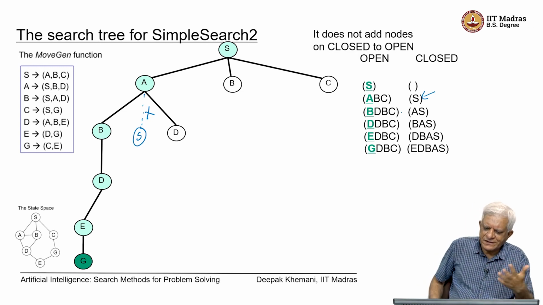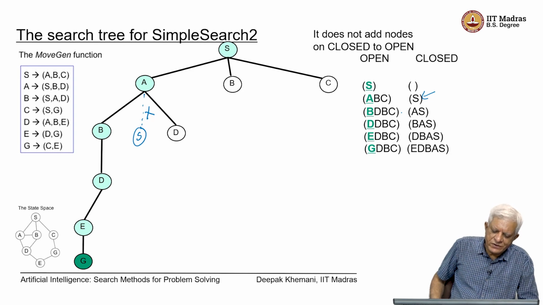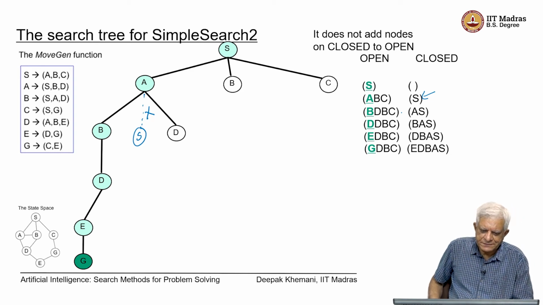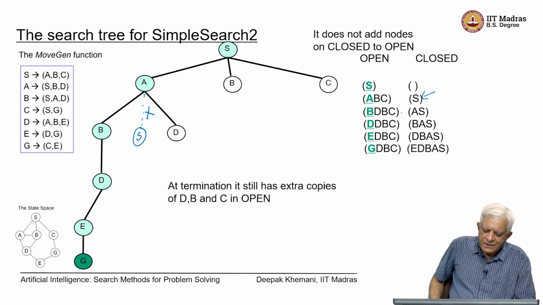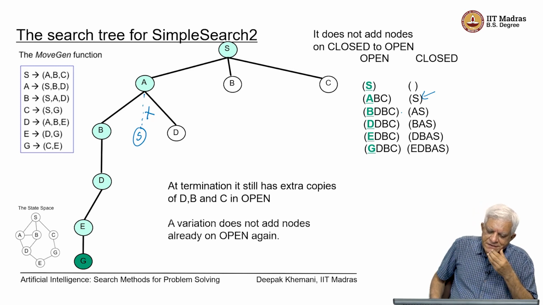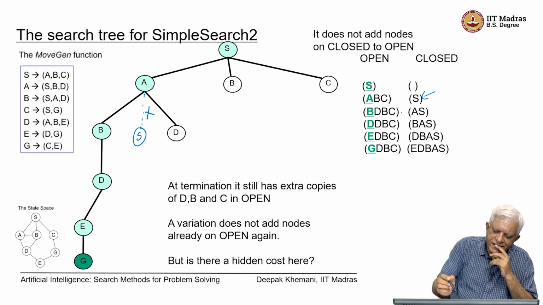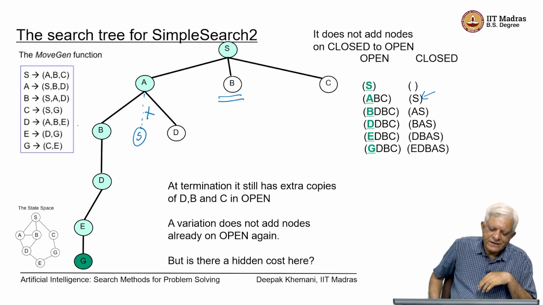So, this algorithm will explore a much smaller space, and you can see that in this example it would have found the goal node essentially. So, from S to A to B, B to D, every time it goes only to a newer node essentially. At termination, the search tree still has some extra copies of B and D and C, as you can see. So, B is here, but you have already seen B, and supposing we had not found the goal node for some reason, then it would have gone back and tested for B again.